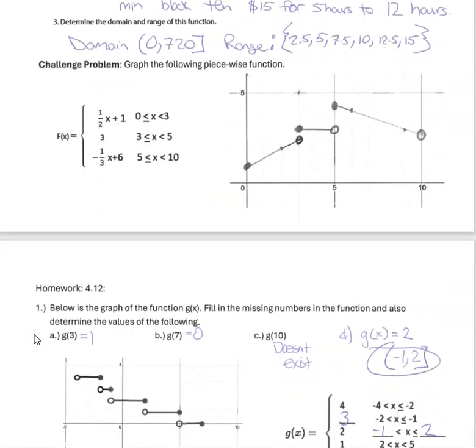Now on this next one here, this one is a real piecewise function. This is not just a bunch of horizontal lines. So what this is telling you is that you want to have the graph of 1/2 x plus 1 for any values of x between 0 and 3. You want to have a horizontal line y equals 3 between 3 and 5, and you want to have the other equation -1/3 x plus 6 between 5 and 10.